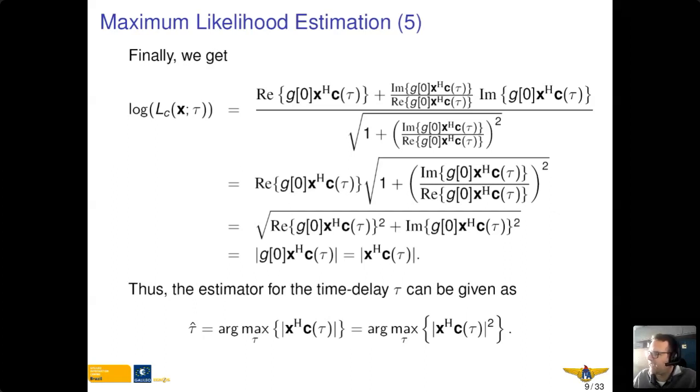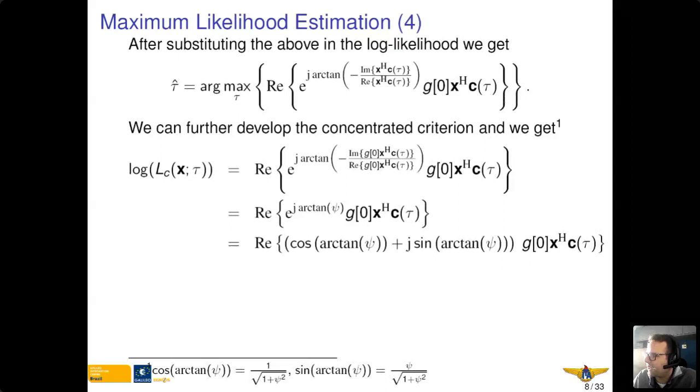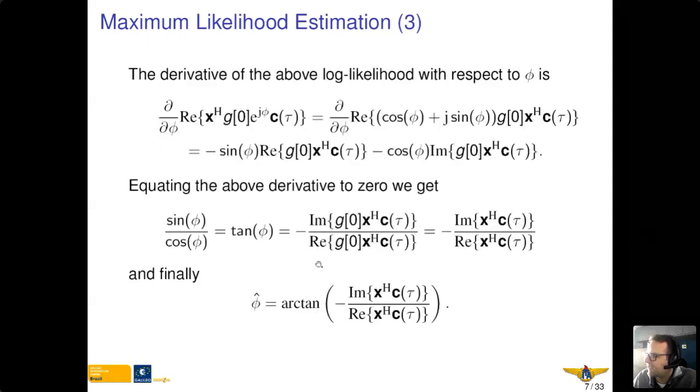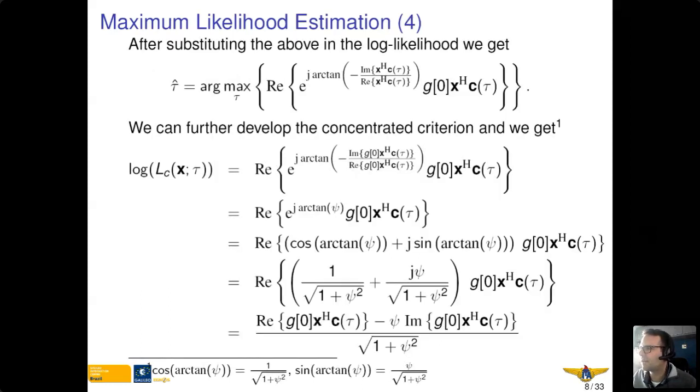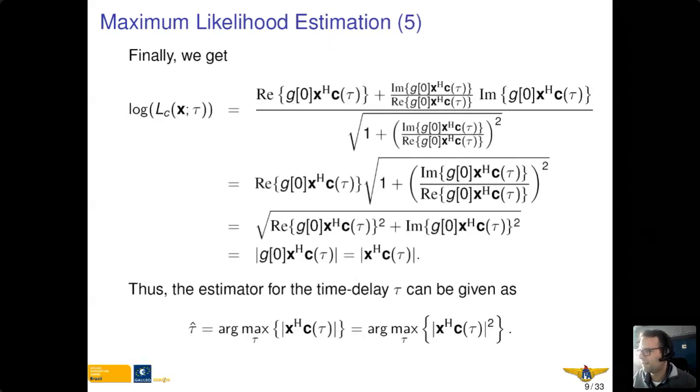If we have this estimate of tau, we can go back to our estimator for the phase at the bottom of slide 7 and plug in our estimate of tau, and with this we can directly calculate an estimate of phi, the phase. So now we have also derived the maximum likelihood estimator for joint time delay and phase estimation.